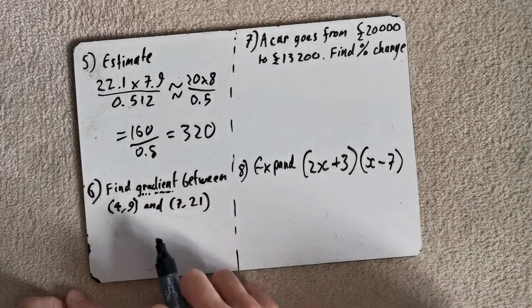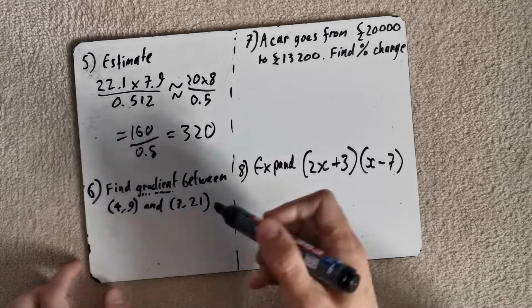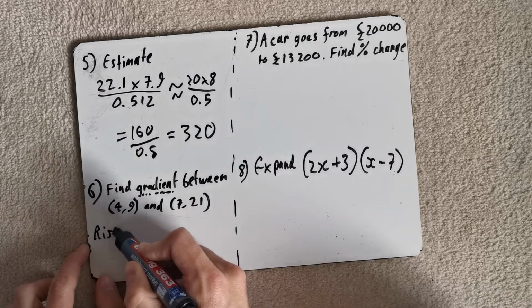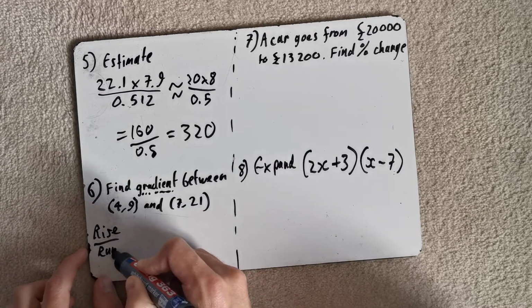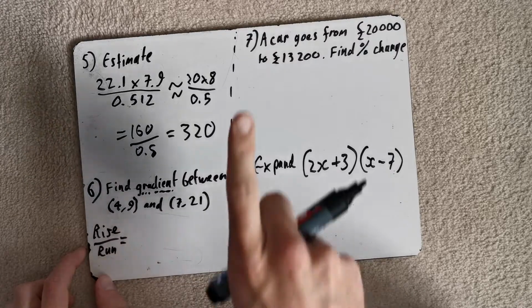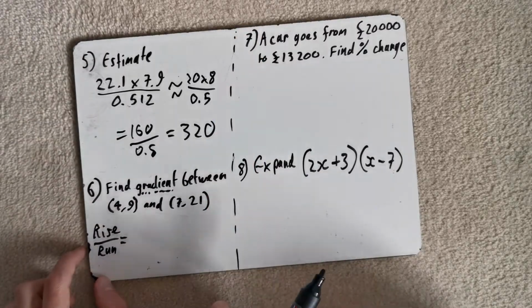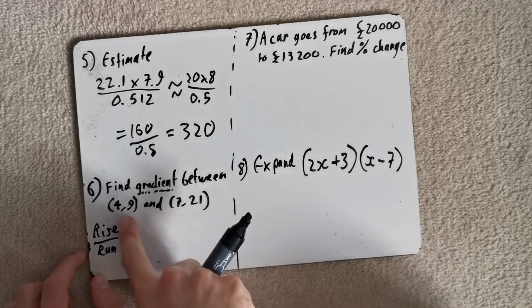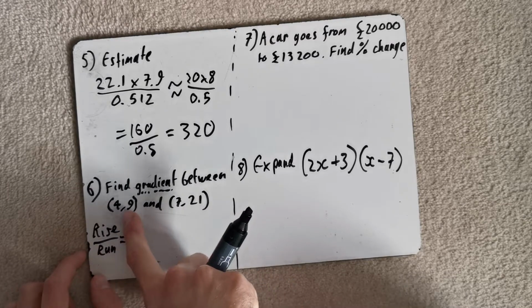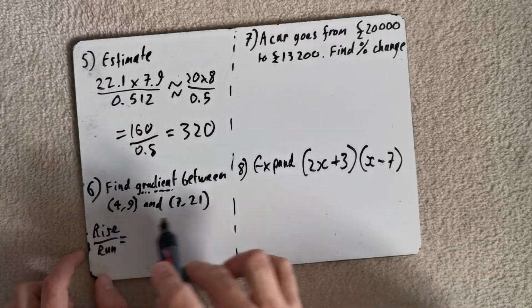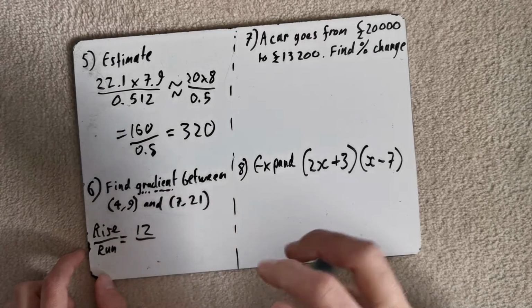So to find the gradient of something between 2 points, you've got to find the rise divided by the run. The rise is how much it rises in the y-axis. So look at the y coordinates and see how much it rises by. It rises from 9 up to 21, so it goes up by 12.